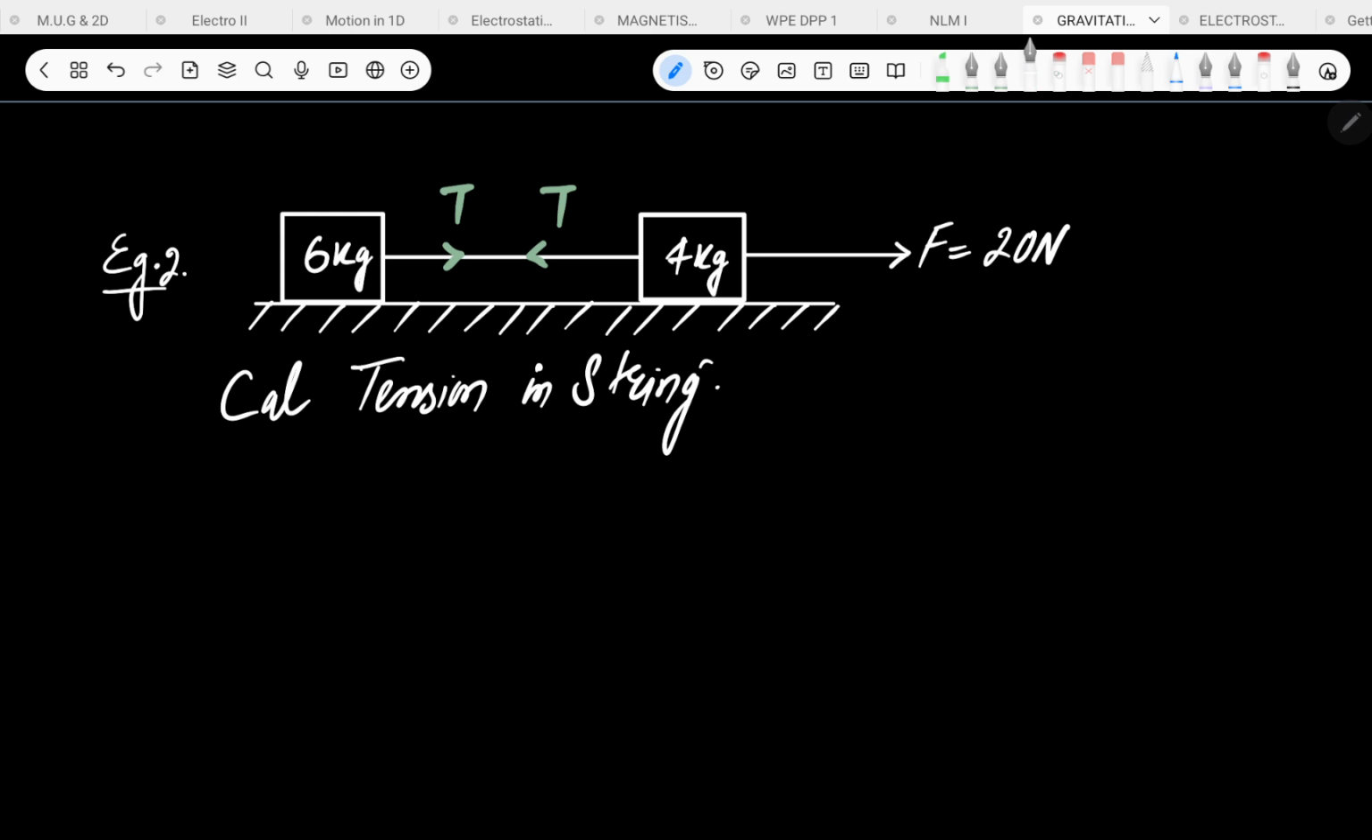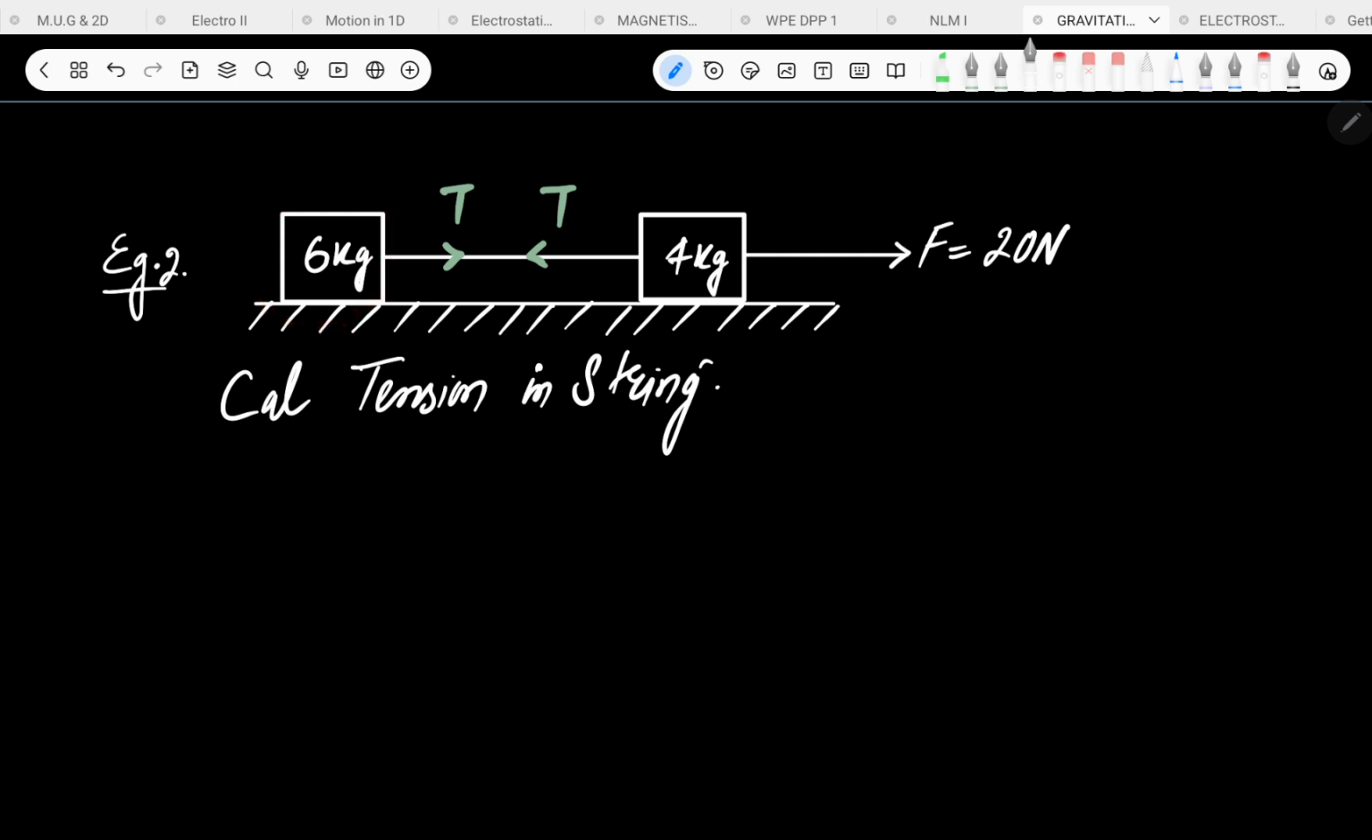Now you tell me, there are two blocks, one is 6 kg, another block is 4 kg. Which block is away from this external force, which is 20 Newton? Which block is away from this? Is it 4 kg or is it 6 kg? Obviously, the mass away is this 6 kg.